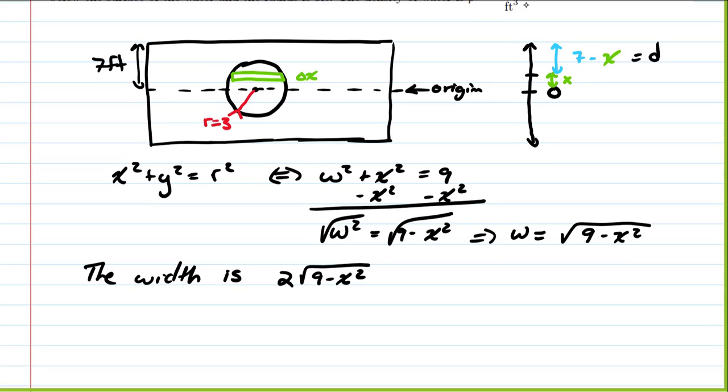And we can check that because at the origin, when x equals 0, if we plug in 0, 0 squared is 0. 9 take away 0 is 9. And what's the square root of 9? 3. So then 2 times 3 gives us 6, which is the distance all the way across, or the diameter of that circle, right? So if we don't double it, we're only getting half of that width, not the entire thing.